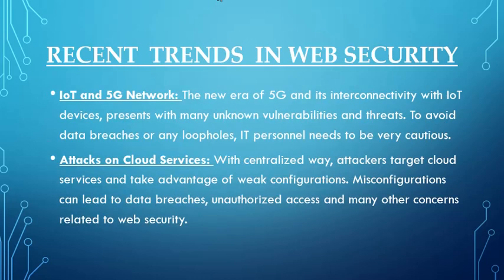Second is Internet of Things and 5G networks. The new era of 5G and its interconnectivity with IoT devices presents many unknown vulnerabilities and threats. To avoid data breaches or any loopholes, IT professionals need to be very cautious. And third one is attack on cloud services. With a centralized way, attackers target cloud services and take advantage of weak configurations. Misconfigurations can lead to data breaches, unauthorized access, and many other concerns related to web security.